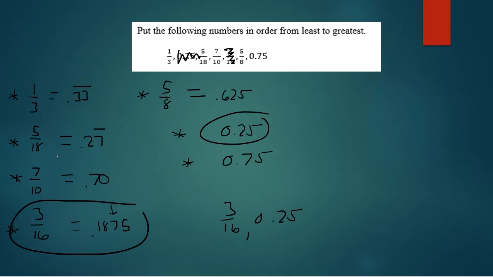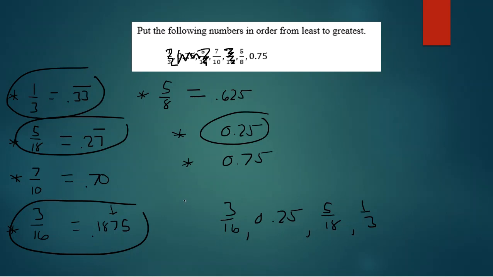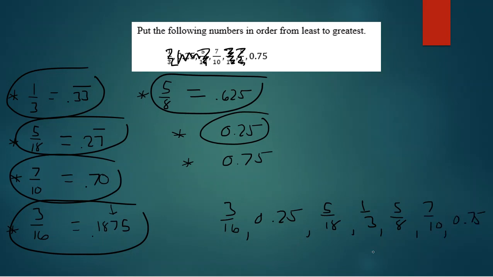And then from there, it would be this one right here, the approximately 28 cents, which was our 5/18. And then from there, it would have to be this one, the 1/3, because that one was about 33 cents. And then from there, it would have to be this one right here, the 5/8. And then from there, it would have to be the 7/10, and then the 0.75. Okay, so that is how we order from least to greatest.